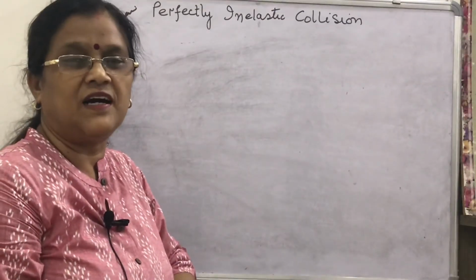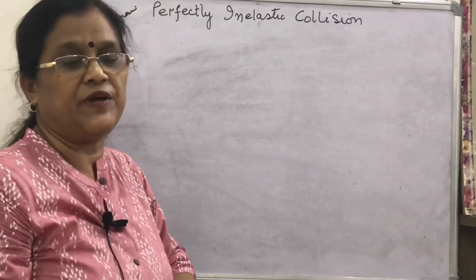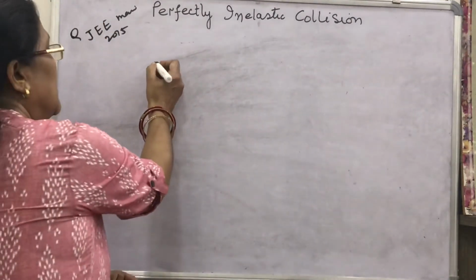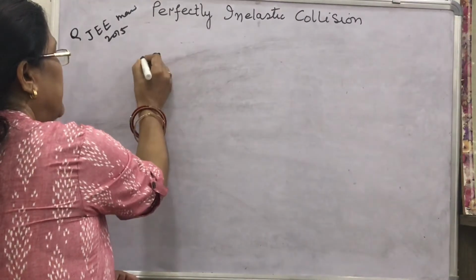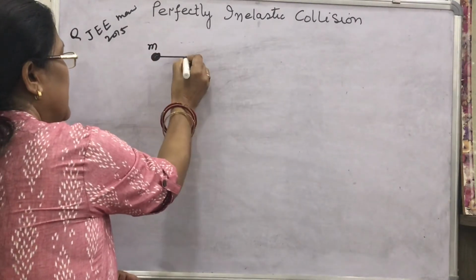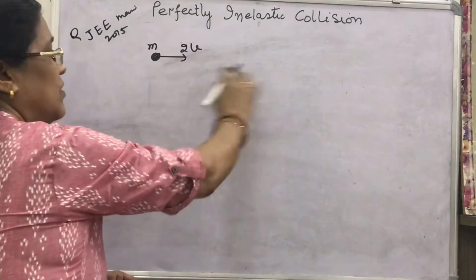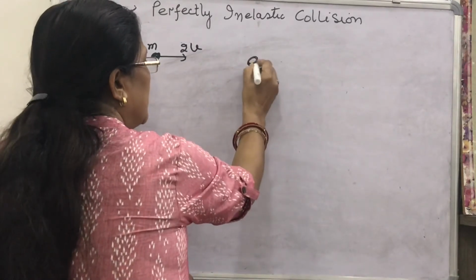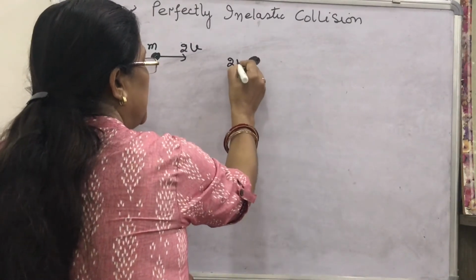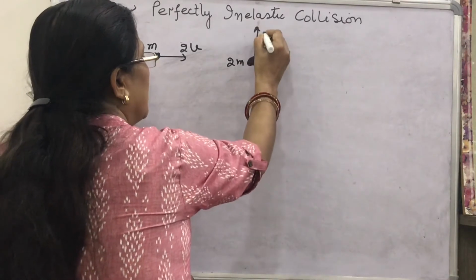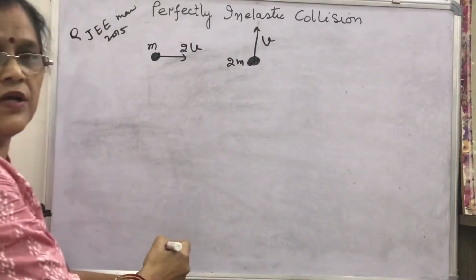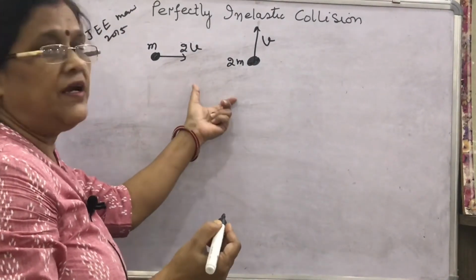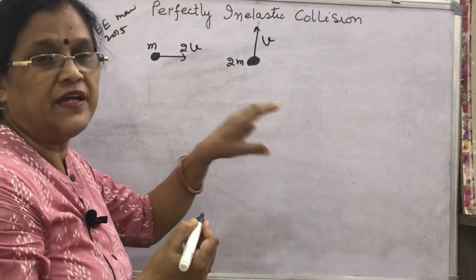Another question which was asked in the JEE exam in the year 2015. This question says that a ball of mass m moving with the speed 2v along x-axis is hit by another ball of mass 2m moving along y-axis with the speed v. If the collision is perfectly inelastic, then find the percentage loss in kinetic energy.